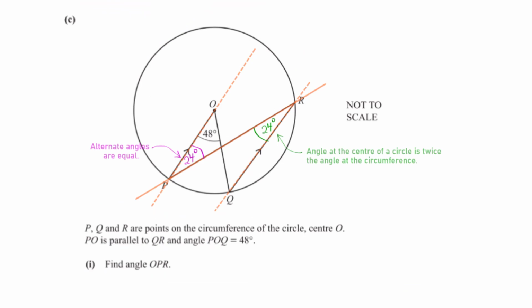P, Q, and R are points on the circumference of the circle center O. PO is parallel to QR and angle POQ is 48 degrees. Find angle OPR. Chord PQ subtends 48 degrees at the center of the circle and subtends another angle at the circumference of the circle. This angle would be half of 48 degrees, which is 24 degrees. These two are alternate angles. Alternate angles are equal, and so angle OPR is also 24 degrees.